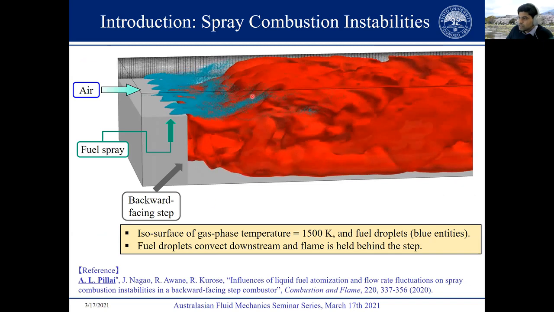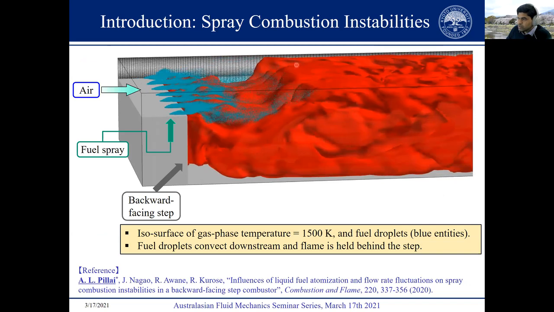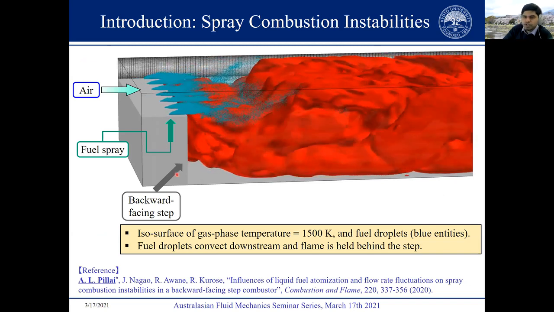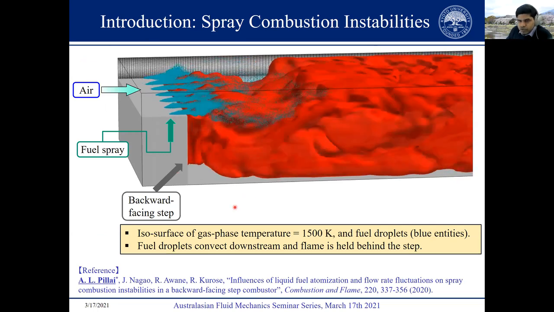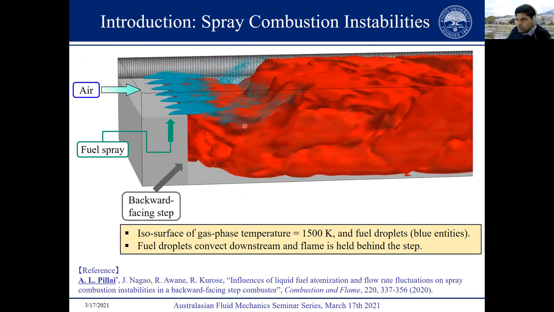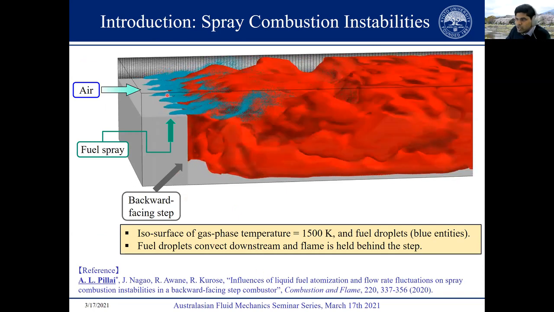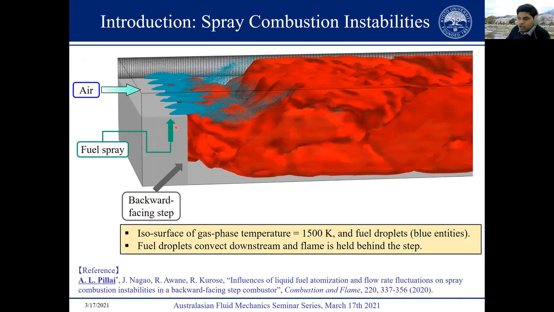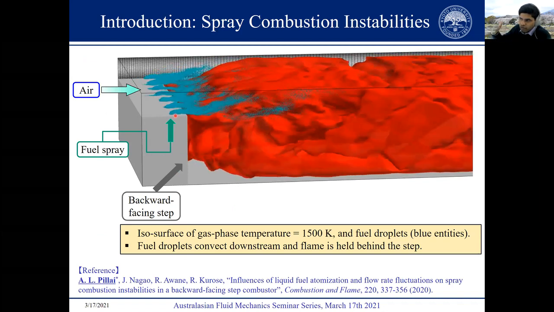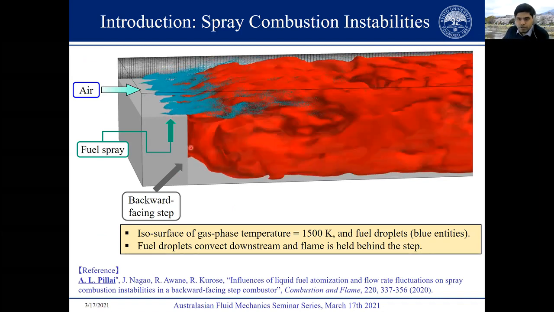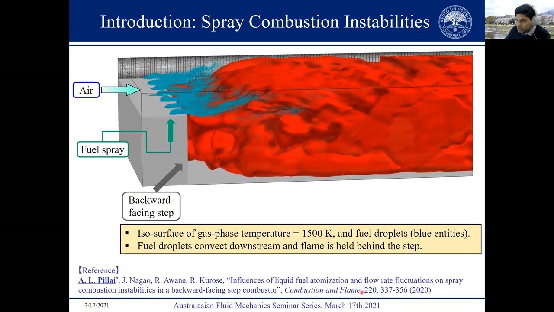And this is, I think, 1 or 2 years before, when we started this spray combustion instability study in backstep flows. What we tried to investigate, using these large eddy simulations, is how the combustion instability influences the atomization of the fuel spray, and, if you try to modulate the flow rate of the fuel spray, how it influences the combustion instability. And this is a recent paper that was just published last year in Combustion and Flame.